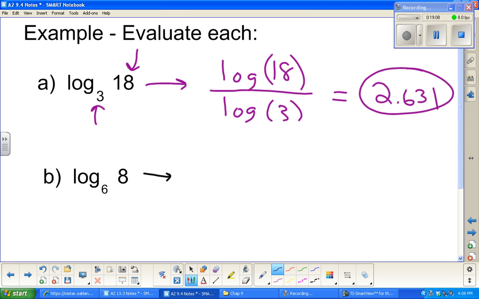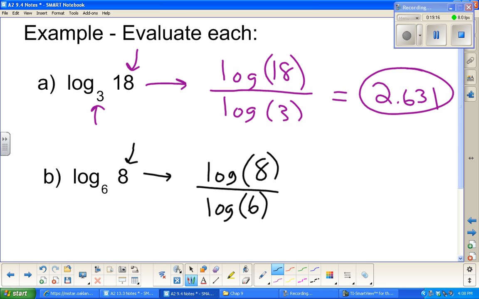So one last one. It's just the log of the number on the outside over the log of the base. Straight calculator problem. Use your parentheses there, and if you want to verify, you should end up with about 1.1605, I think it was.